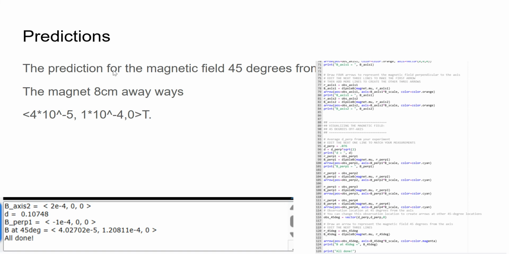Our predictions from the coding. We needed to create a function in order to find the strength of the field at the point. By doing that, we were able to get that 8 centimeters away on the perpendicular axis, at 45 degrees from the magnet, it was 4 times 10 to the negative 5 in the x direction, and 1 times 10 to the negative 4 in the y direction.